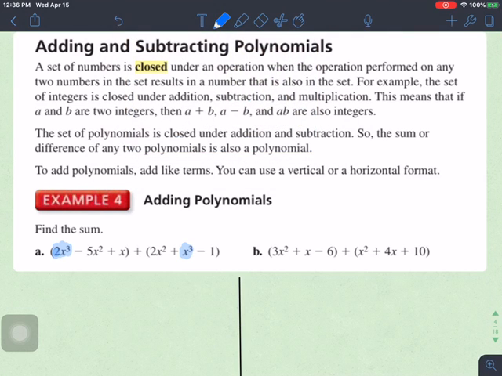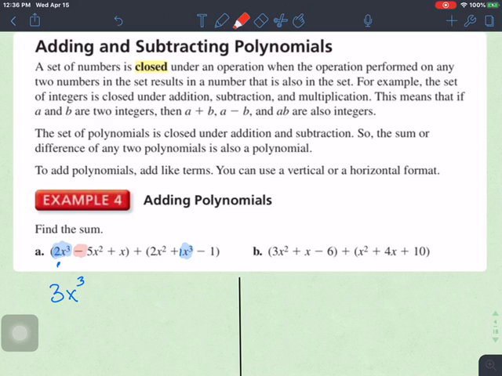The leading coefficient here is 2. And remember, even though it's not written, the leading coefficient here is 1. So we're going to add the 2 and the 1. And that's going to make 3x to the third. And so there aren't any other x to the thirds. So then we want to look for the next one to add together.